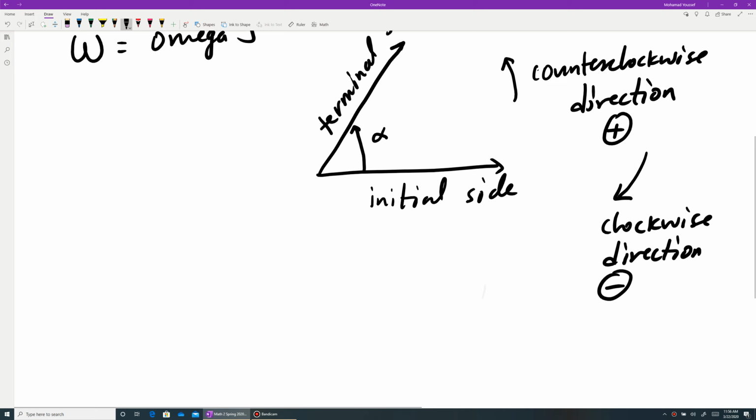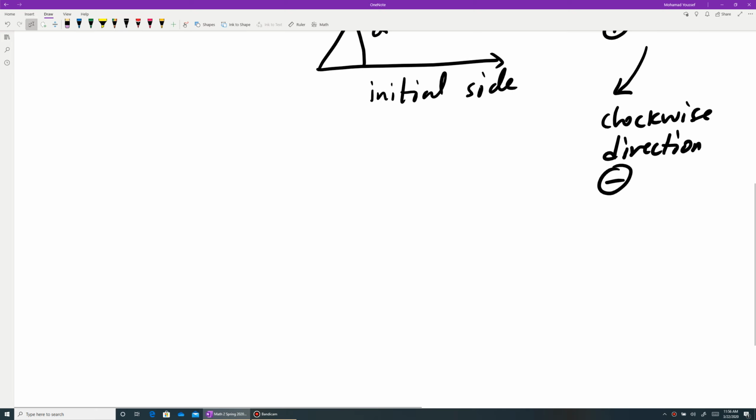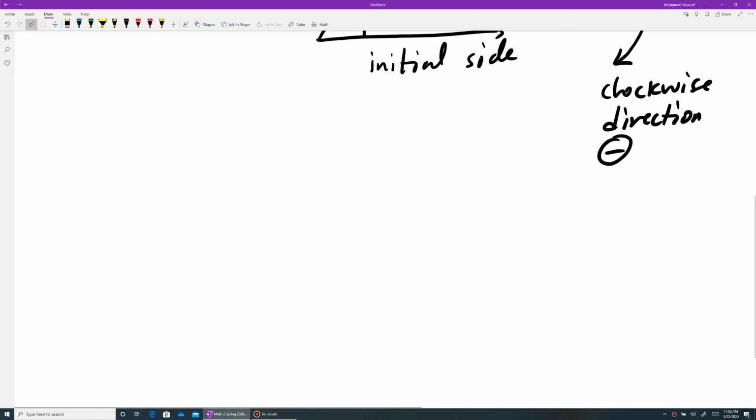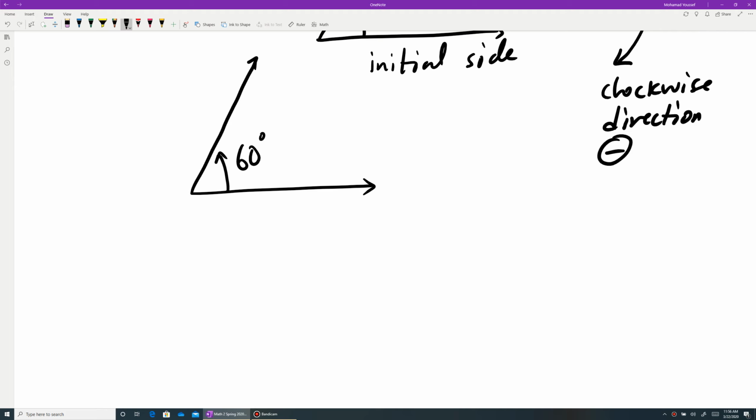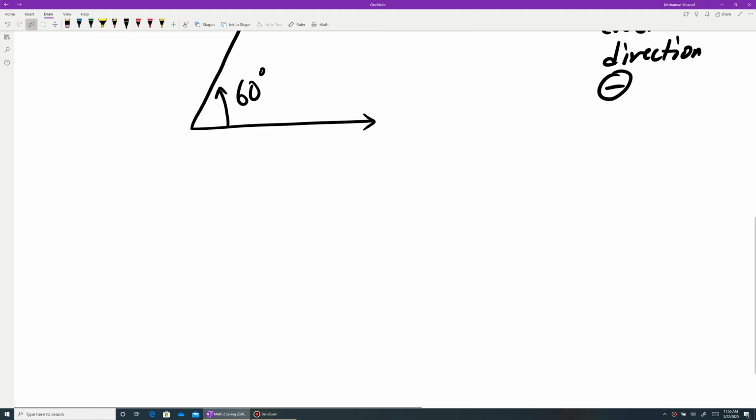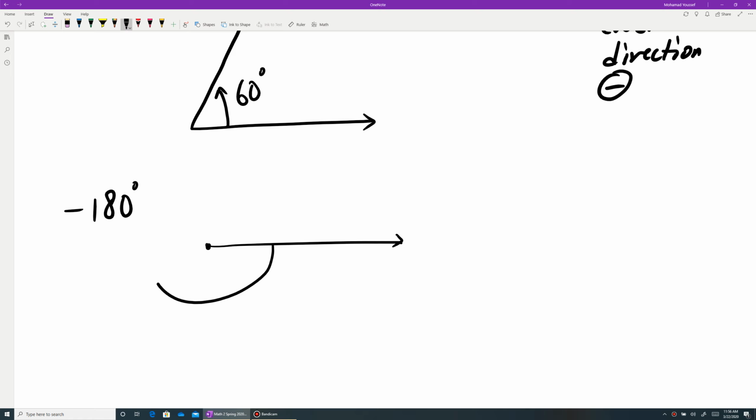So if I want to draw an angle like 60 degrees, how do we draw a 60-degree angle? You draw an initial side and you estimate 60 degrees. If I want to draw a different angle, let's say negative 180 degrees, how do I draw this? That's the initial side, so it's going to go this way. It's negative 180 degrees.